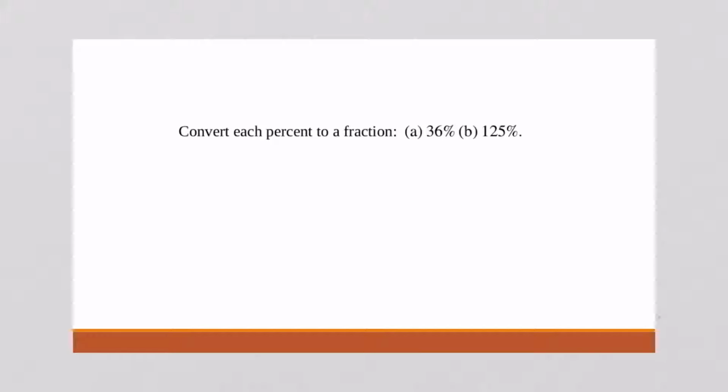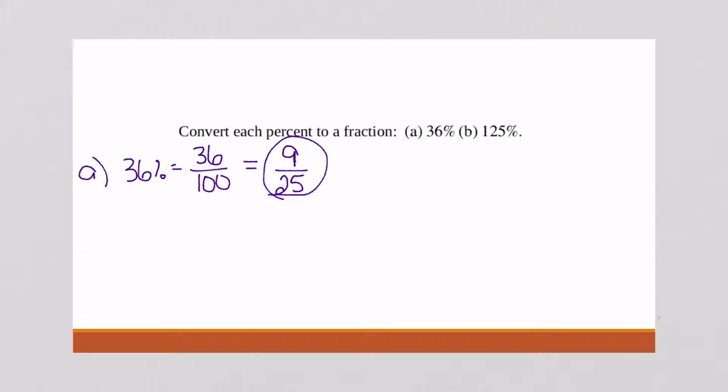On this problem, we're going to convert each percent into a fraction. So I've got 36 out of 100, which is what 36% is. You always need to reduce your fractions, even if it means plugging them into the calculator: use your fraction button, hit enter, and it will give you the reduced fraction form. So I'm looking for 9/25 here. 9/25 would be the answer to part A.